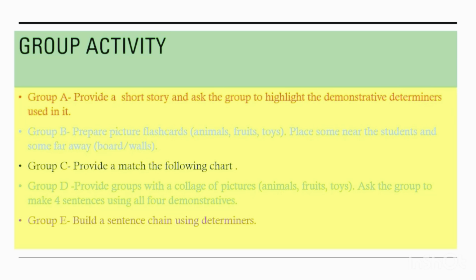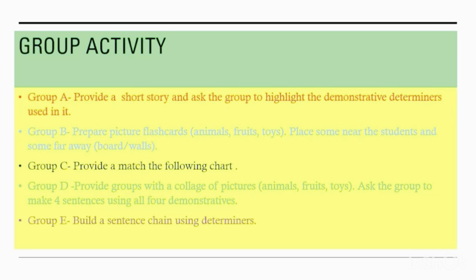Then for group B, prepare picture flashcards: animals, fruits, toys. Place some near the students and some far away. For example, you can place them on the board or wall also. So for group B you can give that flashcards activity. Then group C, provide a match the following activity, a match the following chart. That is up to your choice. You can give a match the following and ask the children to match the objects there.